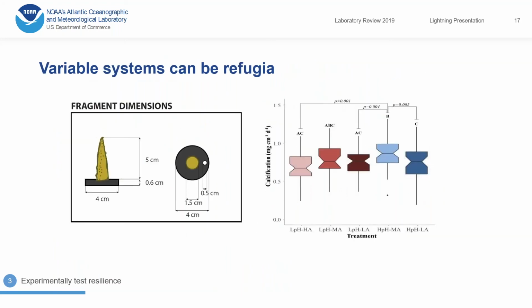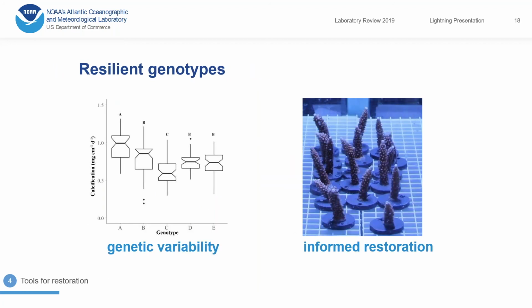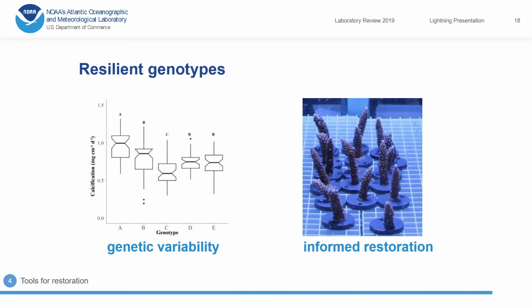We've used this in several experiments. This is one that we used on endangered Acropora cervicornis, where we found under highly variable contemporary conditions that actually increases the calcification, the growth potential of this species, potentially providing present-day refugia. We've also seen that there's an incredible amount of genetic variability with how these organisms grow and with their response to different stressors. And we think that we can use this to actually inform restoration efforts.